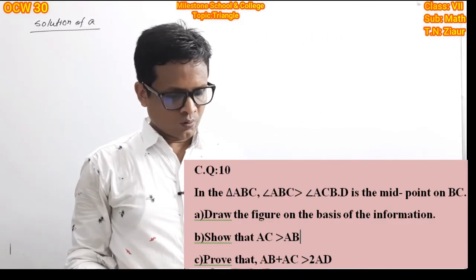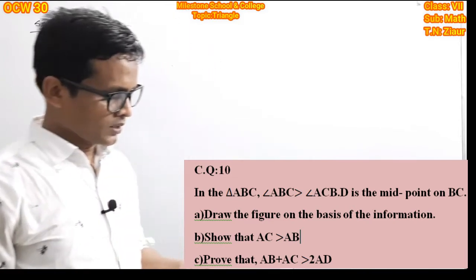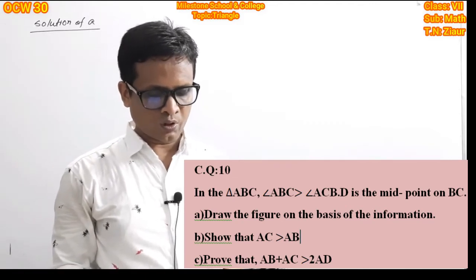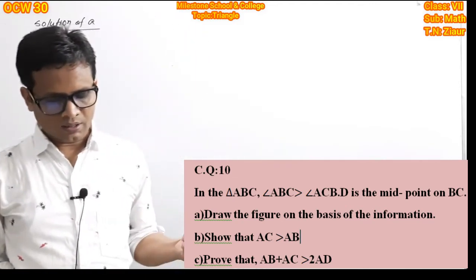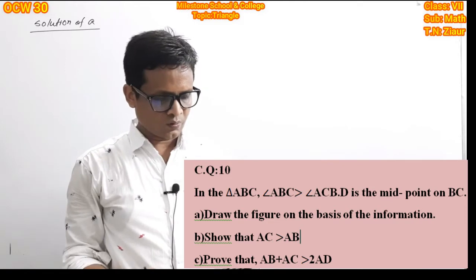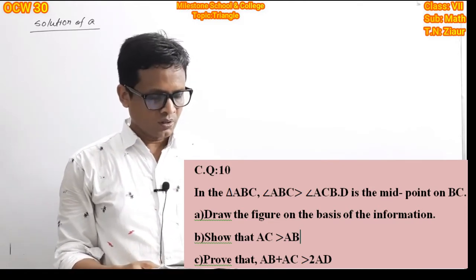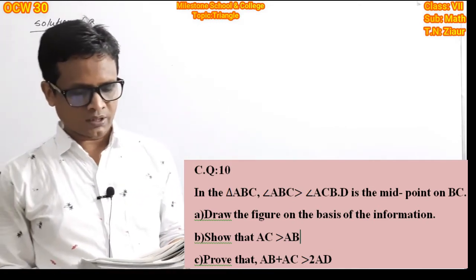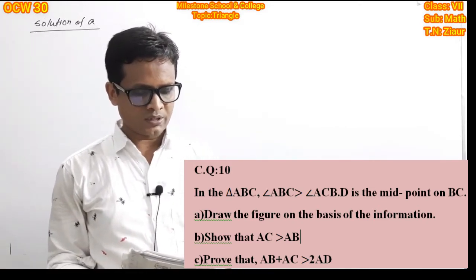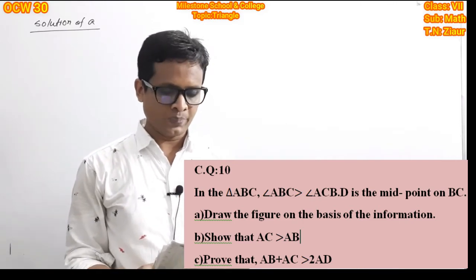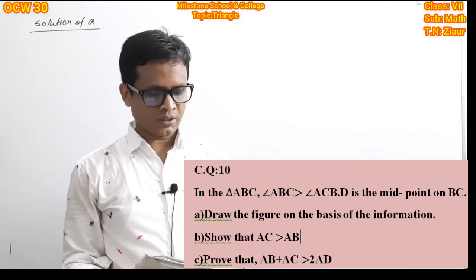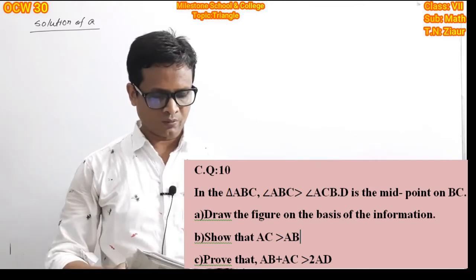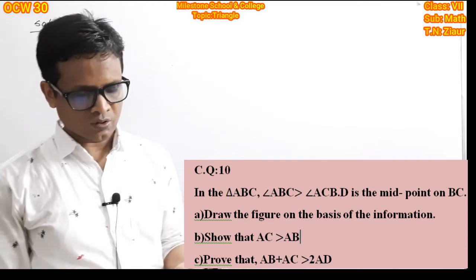Okay, my dear students, now we will solve number 10. Here it is given that in triangle ABC, angle ABC is greater than angle ACB and D is the midpoint of BC. I have given the question on the screen. Everyone open your math book, exercise 9.2, question number 10. We have to prove the statement, so draw the figure on the basis of the information.